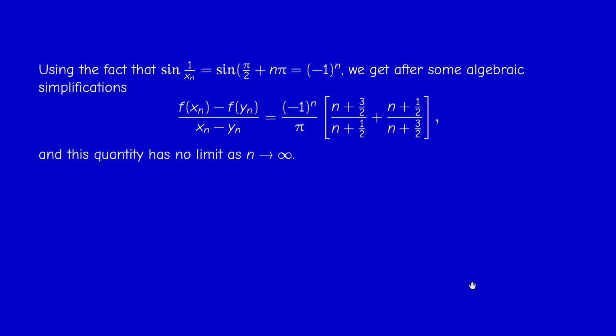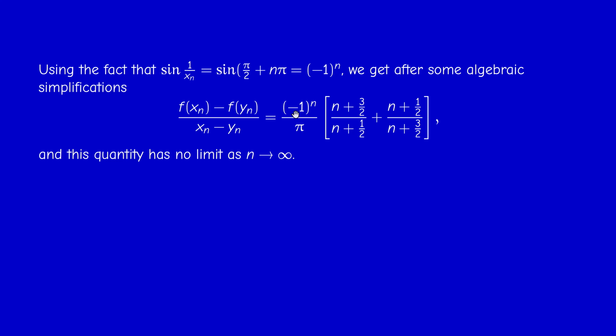Okay? However, if you do the computation, if you compute this ratio, you will get, after some simplification, this result, minus 1 to the n over pi times n plus 3 half over 1 plus 1 half plus the inverse. And of course, the term between brackets tends to 1 plus 1, it's 2.